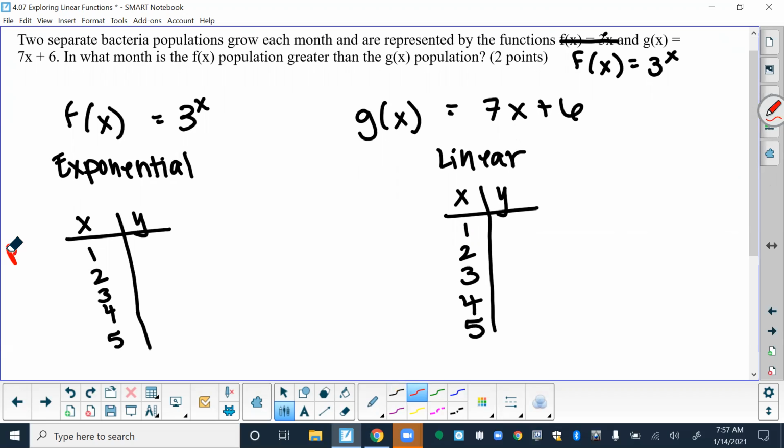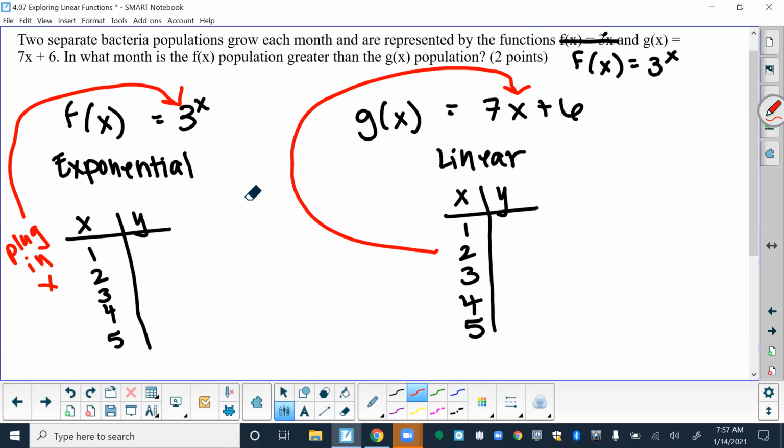So what you'll do is you'll plug in the x's into x in the given formula. Same thing over here, we're plugging it in for the x. And I'm going to use my calculator to save time. But I've shown you how to put things in the calculator before, so I'm hoping that's easier now. So 3 to the first power is 3. 3 to the second power is 9. 3 to the third power is 27. 3 to the fourth power is 81. And 3 to the fifth power is 243.